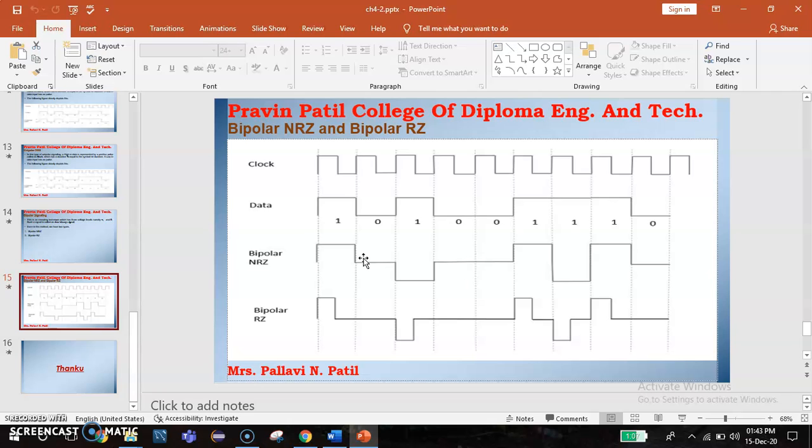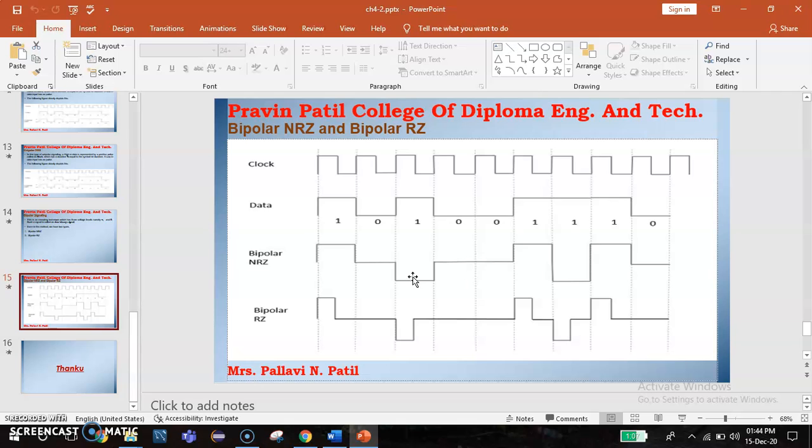An example of this type is alternate mark inversion. For the ones, the voltage level transitions from plus to minus, or from minus to plus, with alternate ones having equal and opposite polarity, and for the zero we have zero voltage level. In this method we have two types, namely bipolar NRZ and bipolar RZ. This is bipolar signaling.